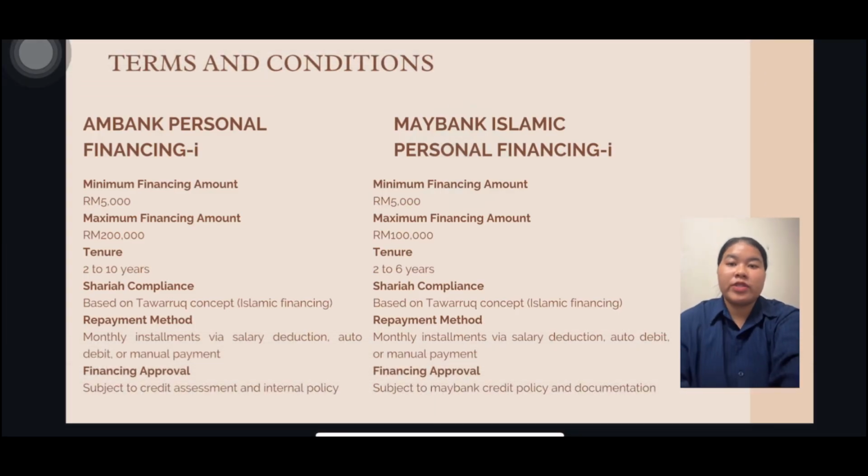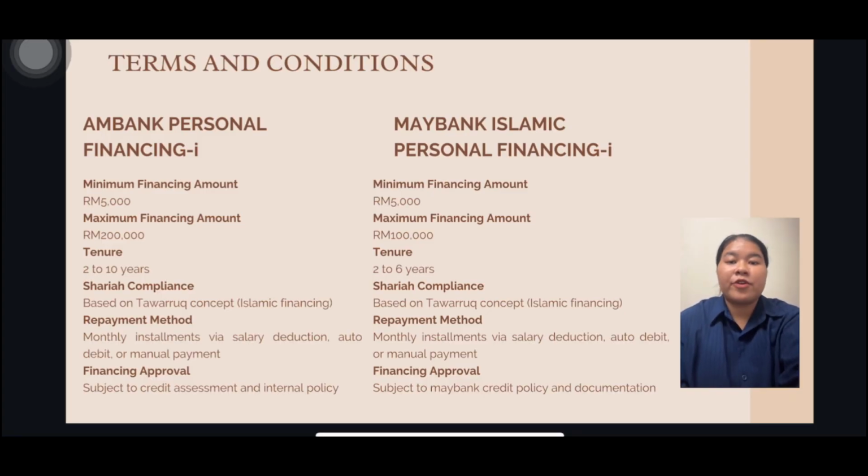Lastly, we will go through terms and conditions for personal loans. First, mBank Personal Financing: minimum financing amount is 5,000 and maximum financing amount is 200,000. The tenure is between 2 to 10 years. For the Sharia compliance, it's based on tawarruq concept for the Islamic financing. Repayment method is monthly installment via salary deductions, auto debit or manual payment. The financing approval is subject to credit assessment and internal policy.